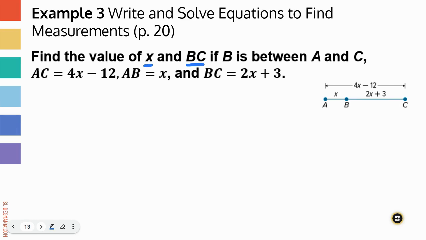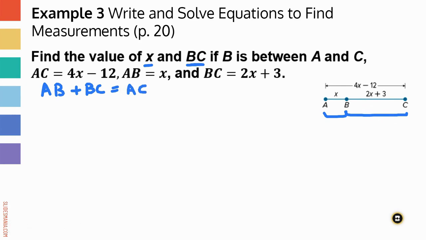So they did draw the diagram for us, but this is very easy. We could have easily drawn this ourselves. Okay, so I am going to set up an equation. So I know that if I take both of these sections, so AB plus BC, it's going to be equal to AC. So I'm just going to write that down. So I have AB plus BC equals AC.